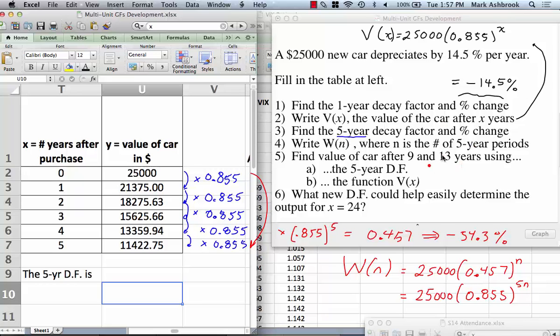Yeah, that's it. So I could take, what was that? This 13,3599.4.